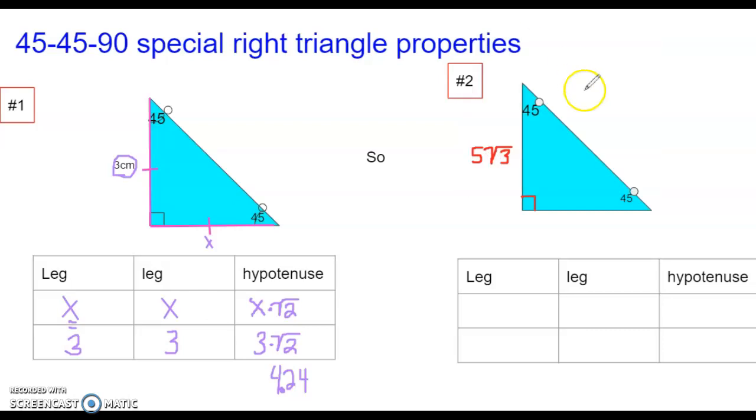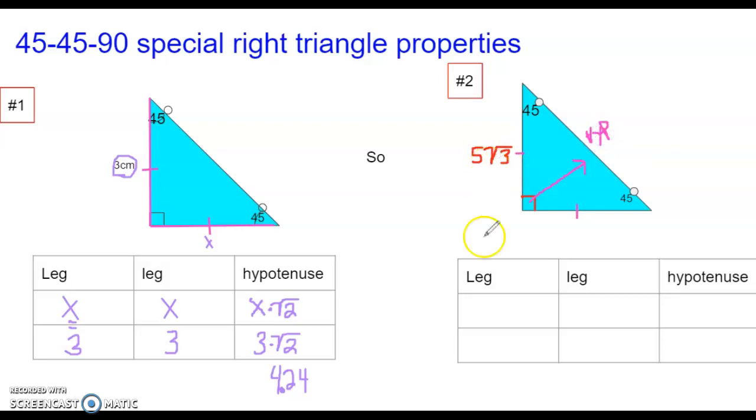Okay, let's look at this number 2. I look again, I have to make sure it's a 45, 45, 90 special right triangle. So I can use my properties. My properties say that the two legs, so here's a leg, and this is the leg, and the hypotenuse is opposite the right angle, so this is the hypotenuse. I'm going to put HYP for hypotenuse.